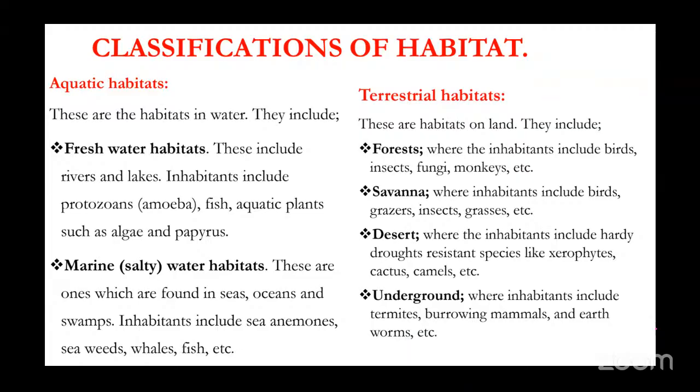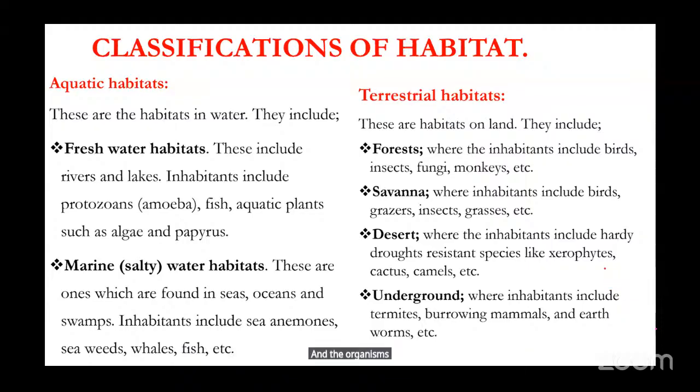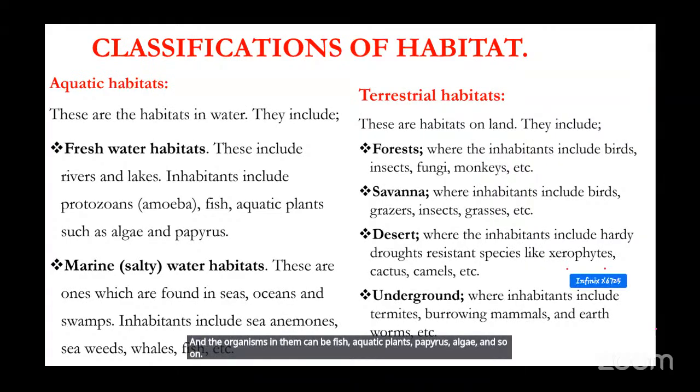So the competence is that you must understand, not just know, what a habitat is. Understand that habitats are grouped into aquatic and terrestrial. And you must know that aquatic habitats are grouped into freshwater and marine water habitats, where the fresh water can be obtained from lakes and rivers, and the organisms in them can be fish, aquatic plants, papyrus, algae, and so on.